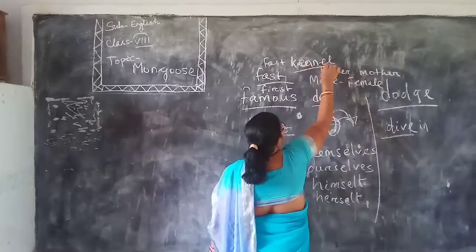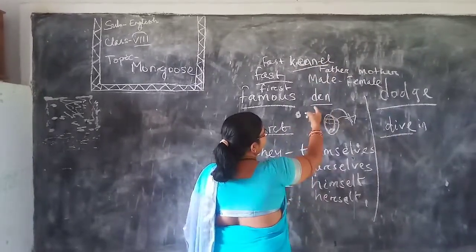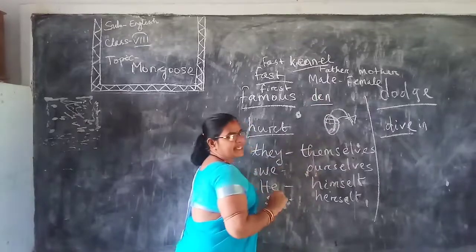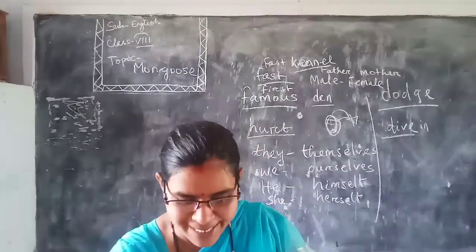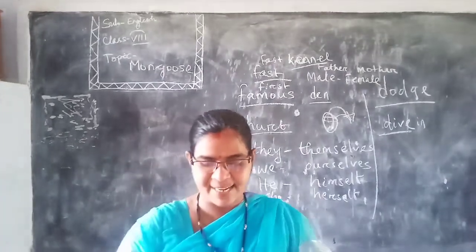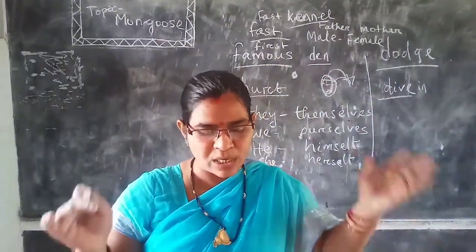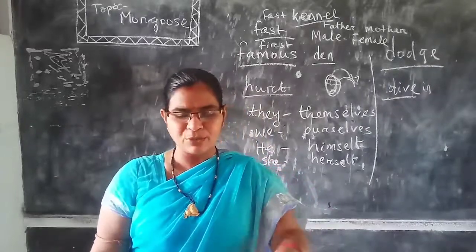A dog lives in a kennel. Like this, a lion or tiger lives in a den. But here we are talking about the mongooses. They also live in a den, as per the paragraph, made inside an old termite hill. Where is the den of the mongooses?